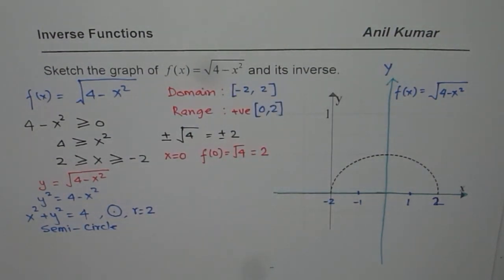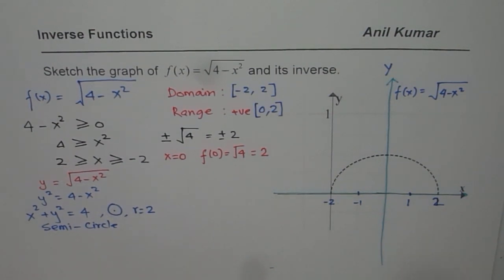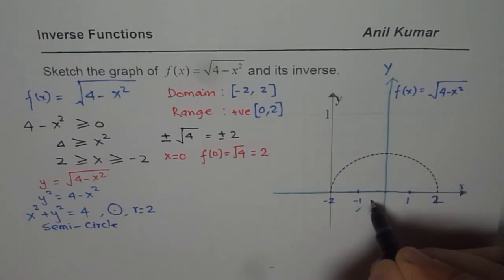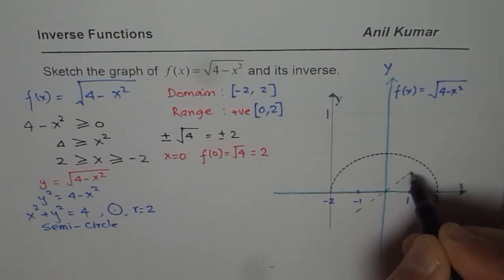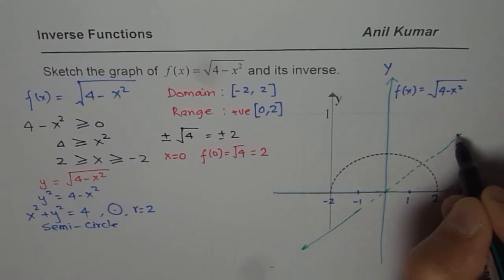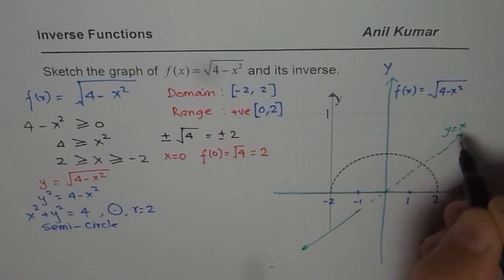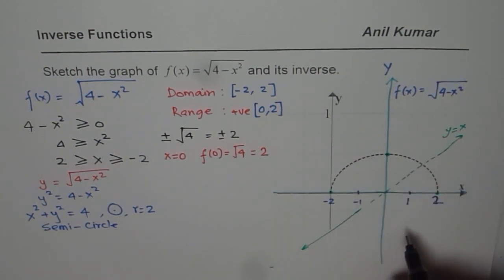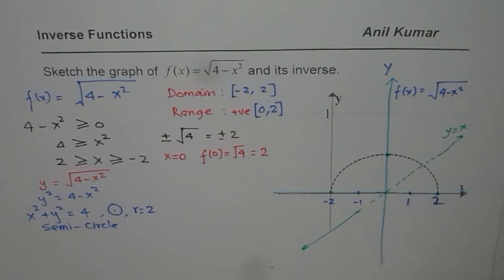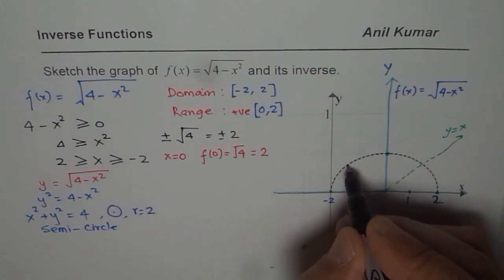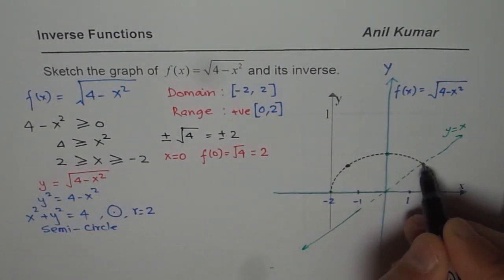Now to sketch the inverse of this function, what we can do is draw the line y equals x, and then we flip on that line, and we will get our graph of the inverse. So let us say this is the line y equals x. Flipping the points on y equals x will give us the graph of the inverse function. So what are the points to consider? Let's consider a few points. We'll just flip them one by one.